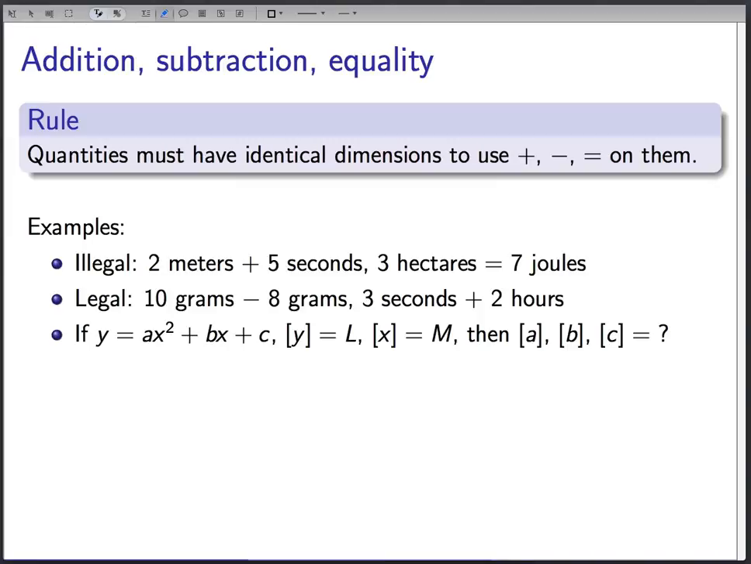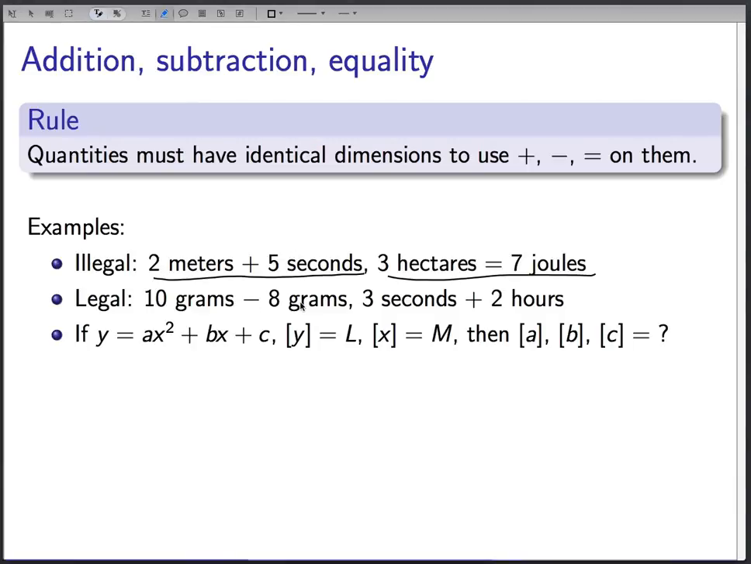So in other words, there's no such thing as what is 2 meters plus 5 seconds. If I ask you that question, you say, well, that's nonsense, right? That's sort of mathematically illegal. If I say 3 hectares equals 7 joules, you say that's impossible. Hectares are a measure of area, joules are a measure of energy. It doesn't make sense to compare those things, just like you can't add together a length and an amount of time.